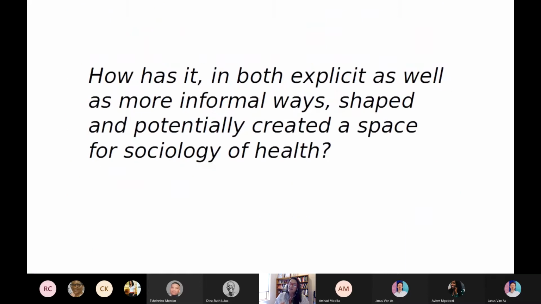And we asked how, in explicit as well as more informal ways, have we created a space for the sharing of the sociology of health knowledge? Next slide, please.